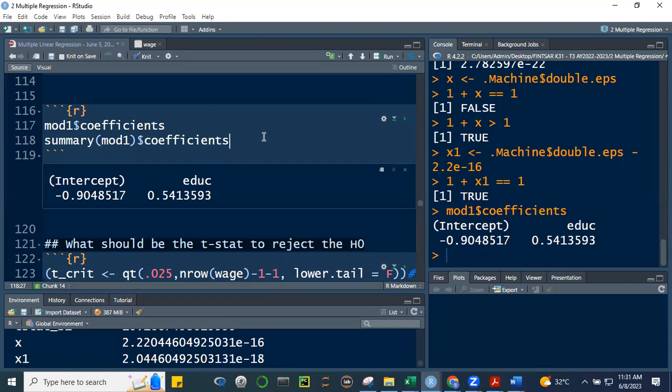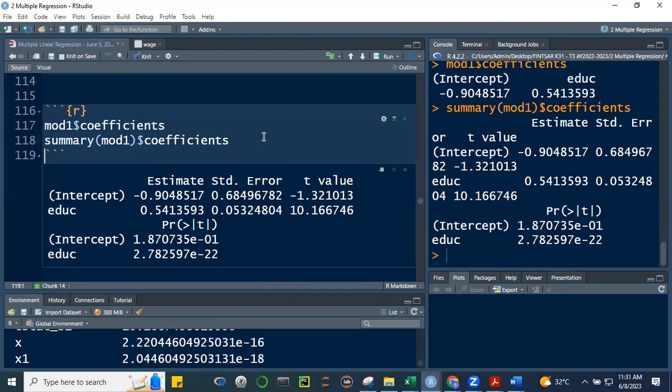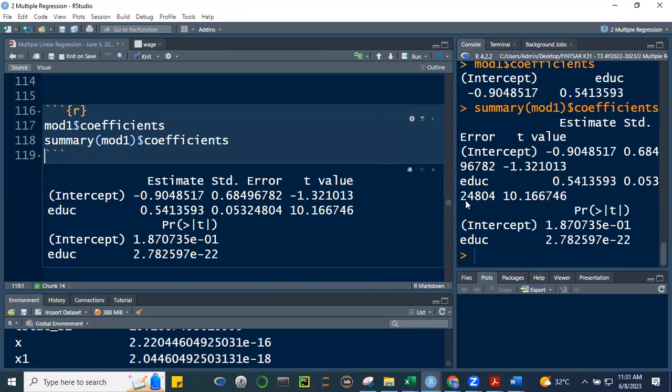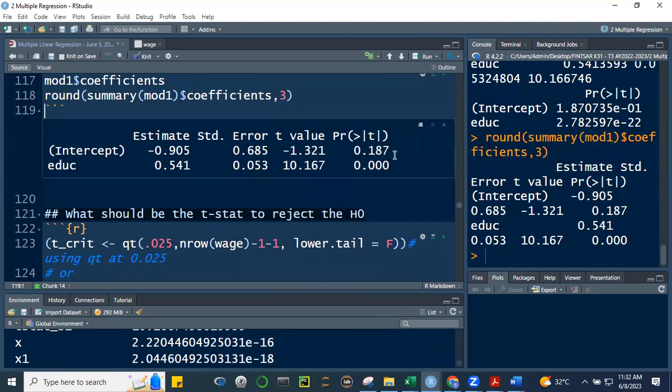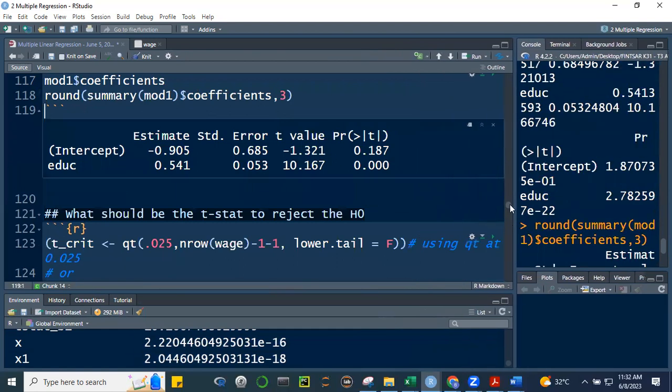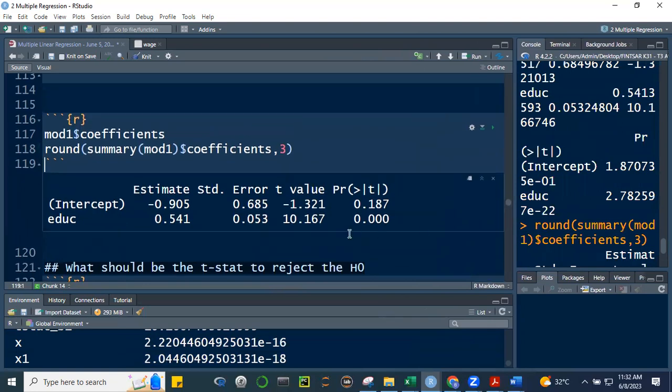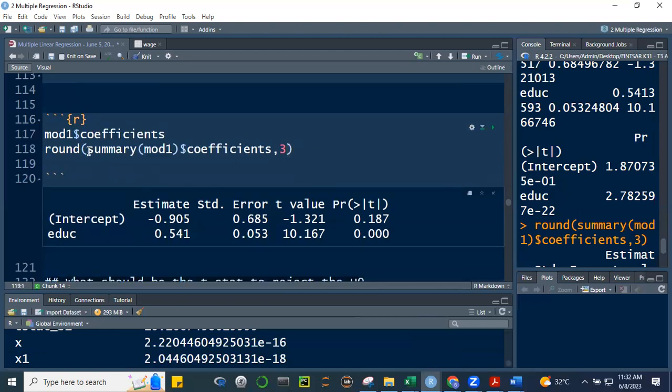Let's run this. So this is a nuance of R. I'll round it to 3 decimal places. Take a look at this, class. But when I round, we can't see the p-value anymore, so let me remove that again. Sorry about that.